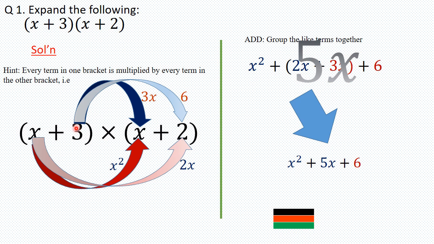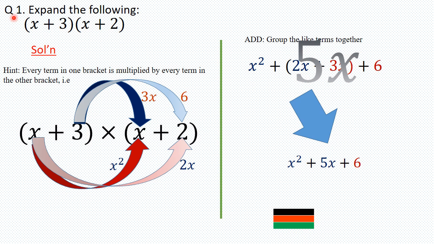If 3 was negative here, the 3x would also be negative, and this would be negative 6. So this would not be 5x. It would be 2x minus 3x, which would be negative x. This would be negative 6. So things might not always be this way, especially if any of these signs is not positive. However, what I presented there was a general way of forming quadratic expressions by multiplying two brackets.